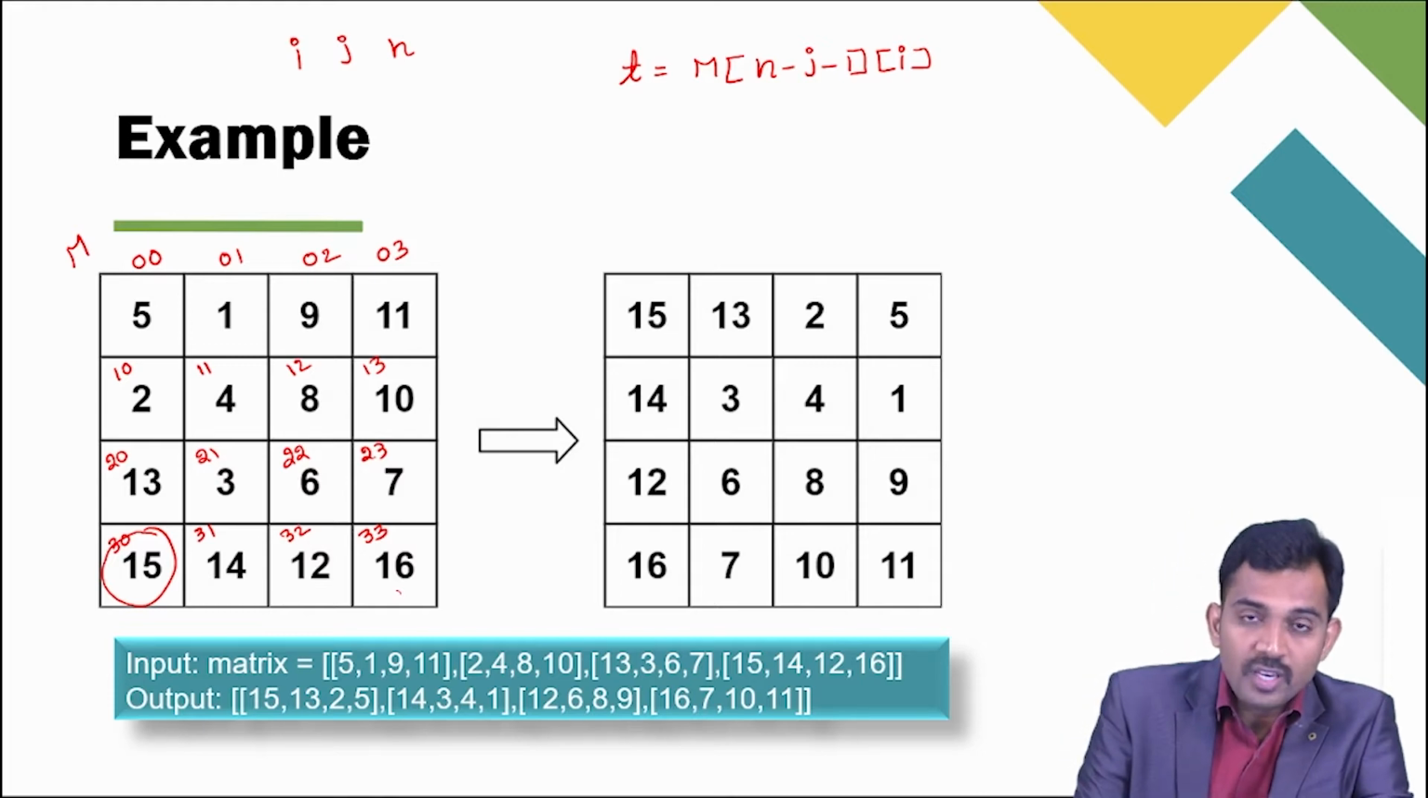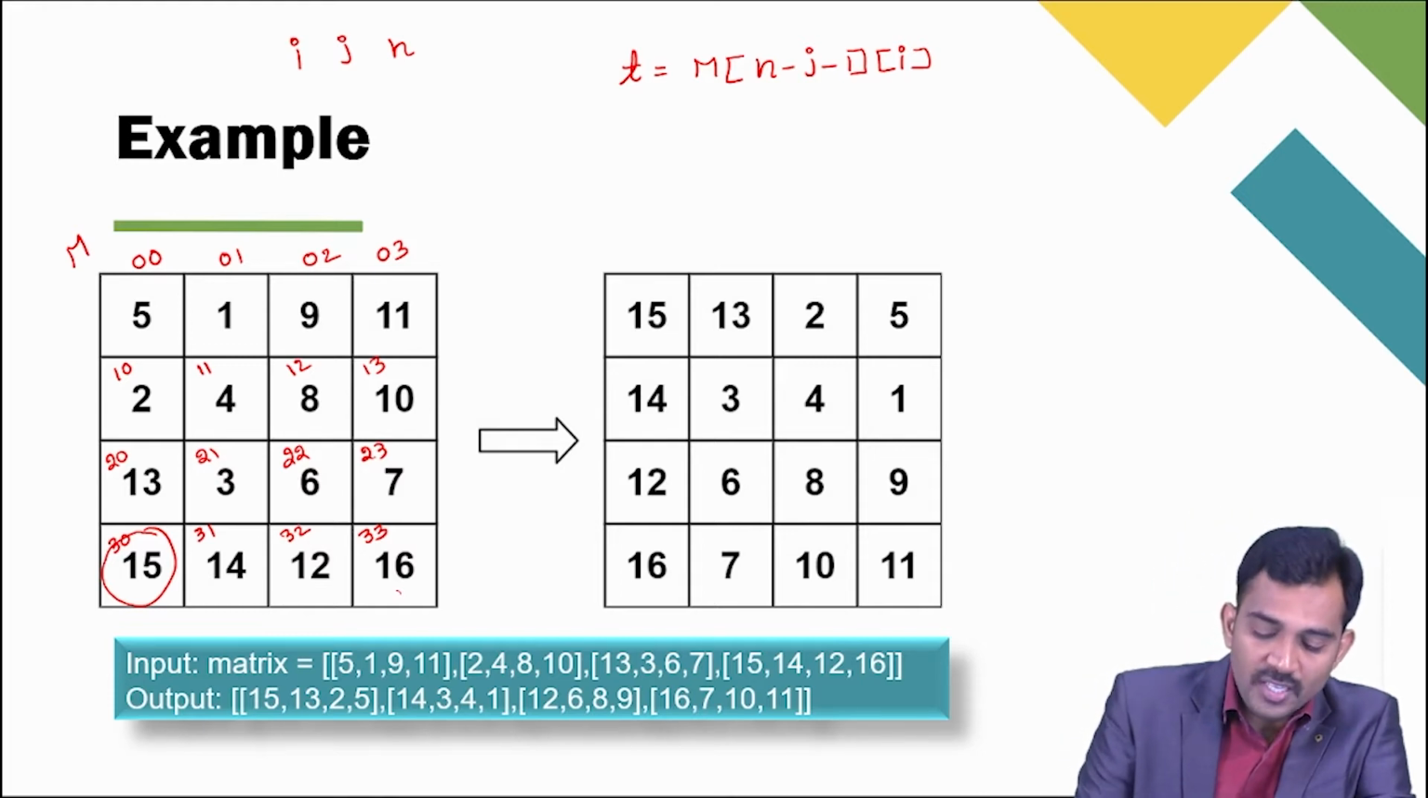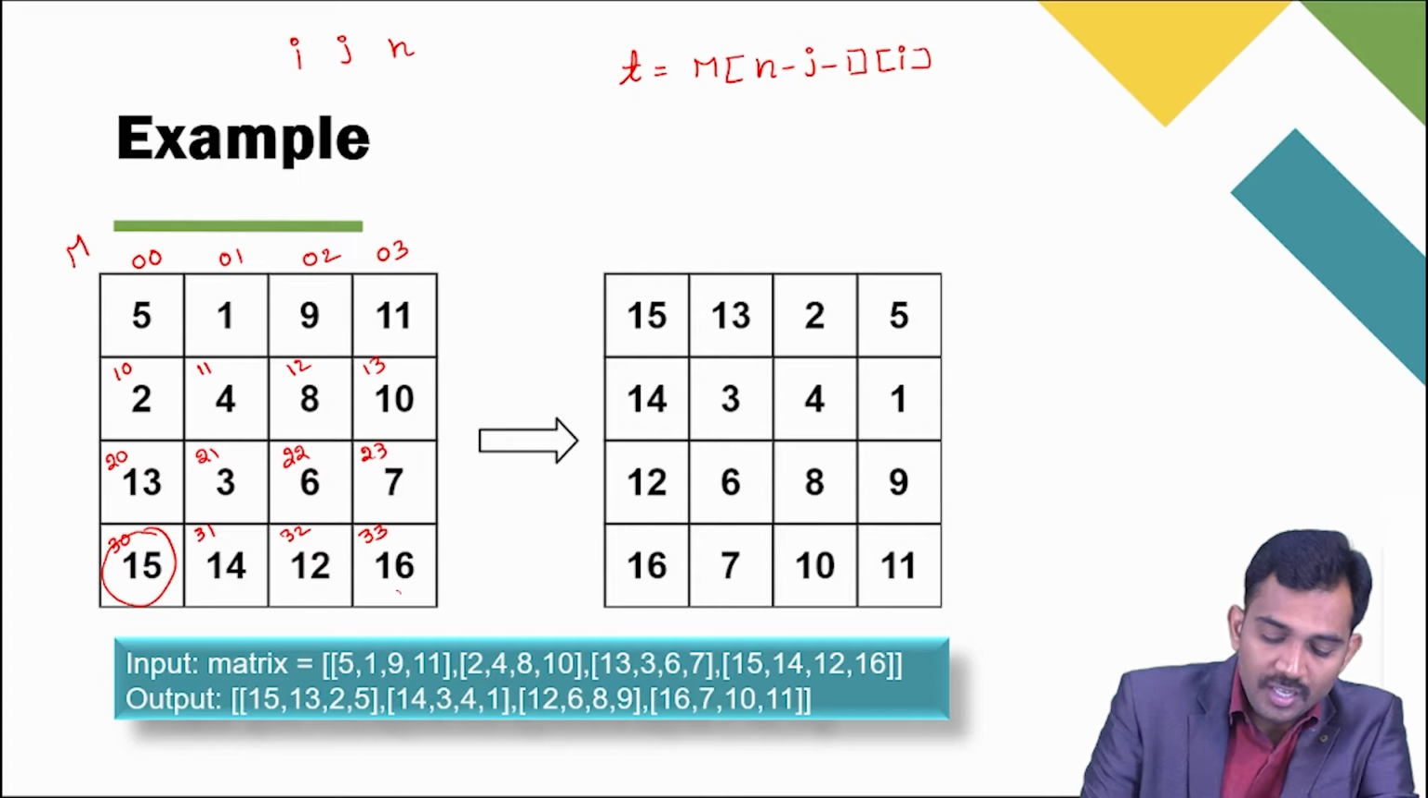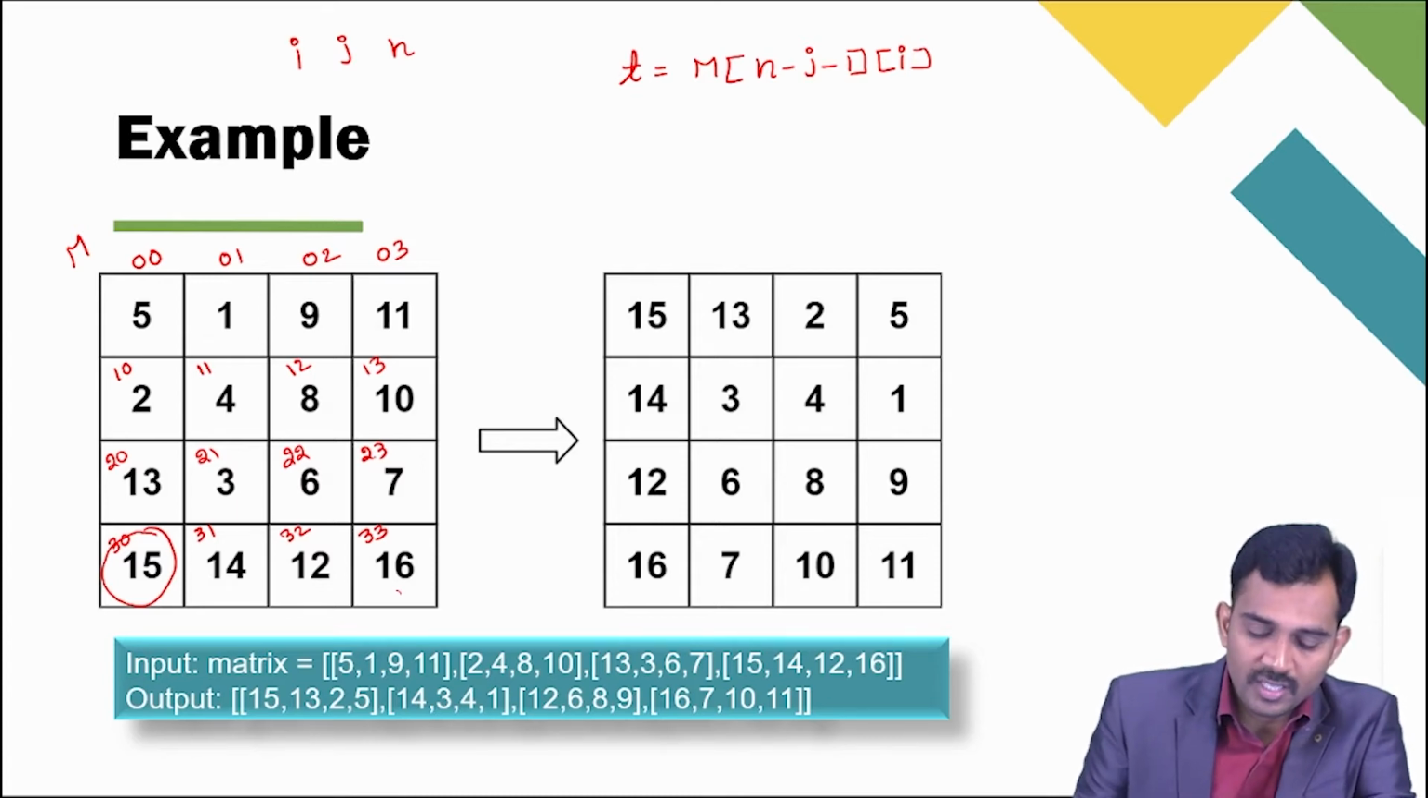And this one I stored in the temporary variable. Now my task is I need to copy this one to here, right? From here to here. Yes or no? From here to here, and here to here, here to here, and here to here. That is my task, right?